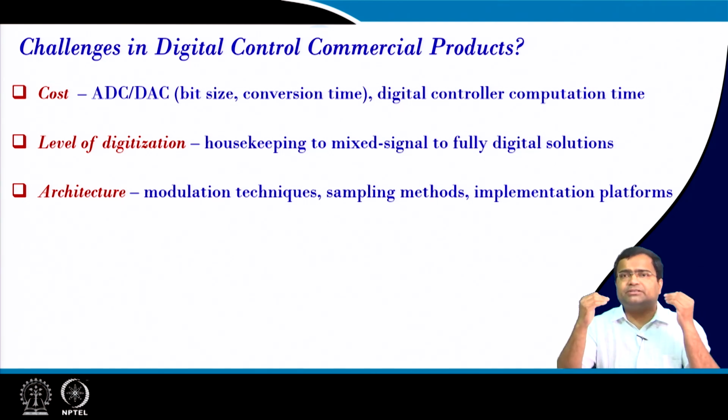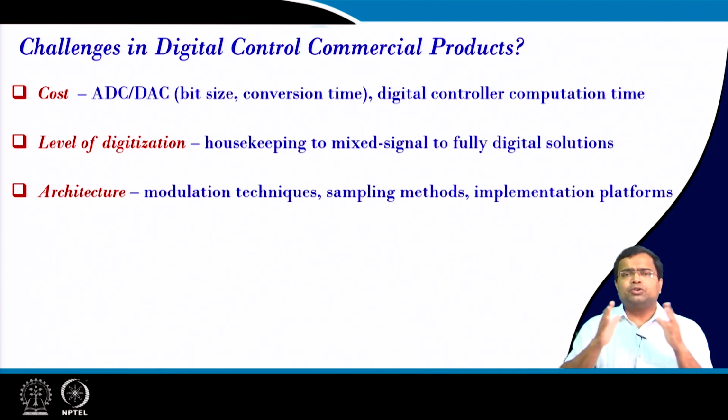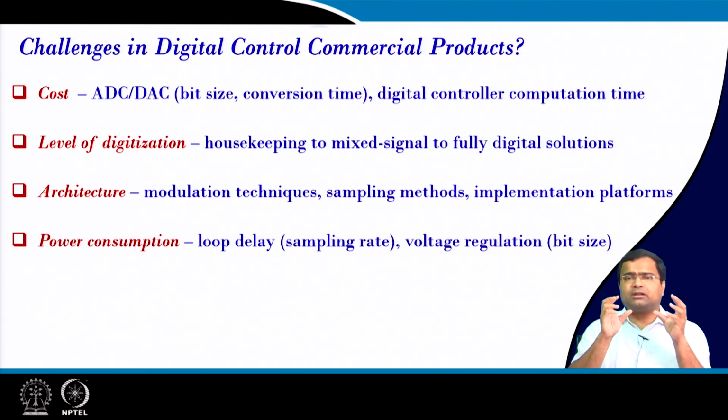Similarly, apart from this implementation way or digitization, you need various kinds of modulation technique, whether it is fixed frequency or variable frequency modulation. What should be the sampling rate? Should you use uniform sampling or event based sampling? Should you use one sample per cycle or multiple samples per cycle? These issues will be discussed along with the implementation platform, whether it is the analog domain or a combination of analog and digital domain. Then power consumption is very important. We need to consider the right sampling rate and the right resolution, which can reduce the loop delay as well as power consumption. There is a trade off.